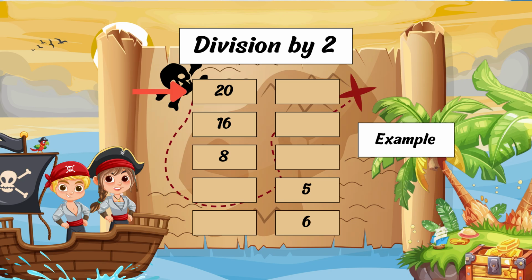On the left side, inside the boxes, you see the number to be divided by 2. If there is a number on the right side, that is the answer. For example, 20 divided by 2 equals 10, 16 divided by 2 equals 8, and so on. You have 45 seconds to solve all the problems.